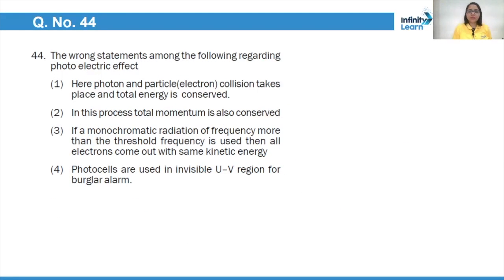Next question is question number 44. The wrong statement among the following regarding photoelectric effect is: if photon and particle collision takes place, total energy is conserved, true. If in this process total momentum is also conserved, true. If a monochromatic radiation of a frequency more than the threshold frequency is used, then all electrons come out with the same kinetic energy. No, this is wrong, because electrons are coming out from different layers, so there is a possibility that they will come out with different kinetic energy, right? So over here the wrong statement is option 3.